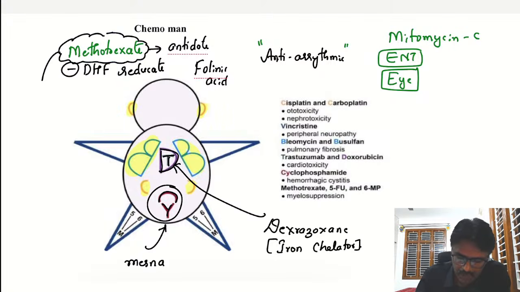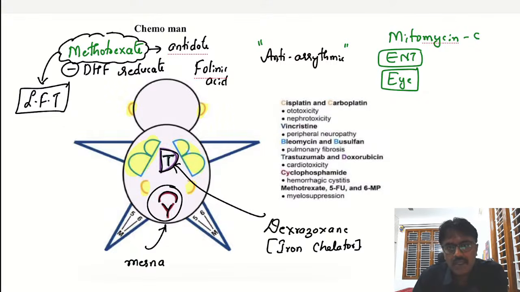Nobody answered that? So please never forget methotrexate. Now whenever we think of methotrexate, it causes megaloblastic anemia and it can cause hepatotoxicity. So what monitoring will you do when you give methotrexate? You have to remember liver function test. You have to monitor for LFT.